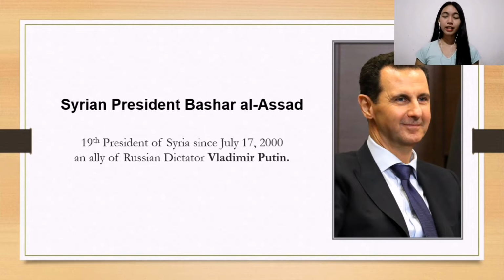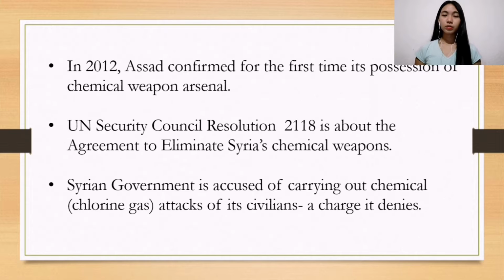Syrian President Bashar al-Assad is the 19th president of Syria since July 17, 2000. He is an ally of Russian dictator Vladimir Putin. In 2012, Assad confirmed for the first time its possession of a chemical weapon arsenal. Syria threatened to deploy chemical weapons against foreign aggressors but stressed that it would never use them on civilians. It is a weapon used to protect its country from foreign enemies, and they said that they won't use it on the civilians.